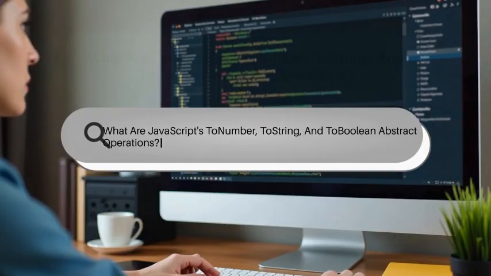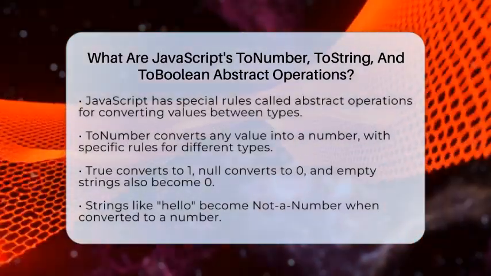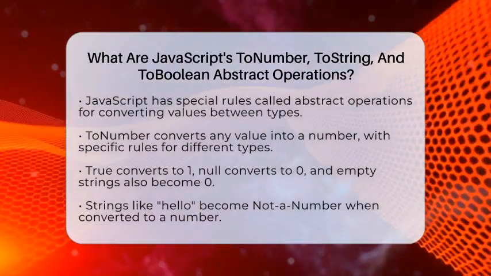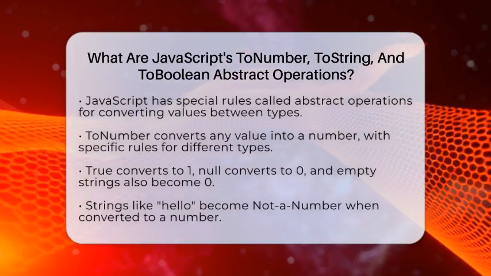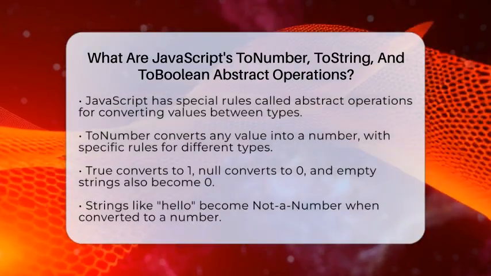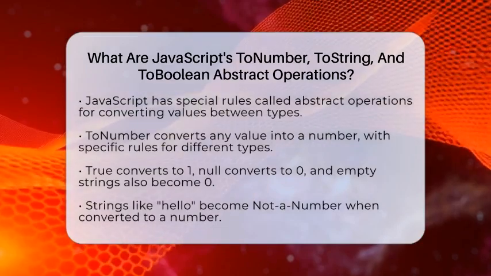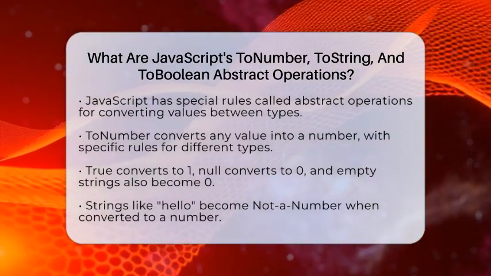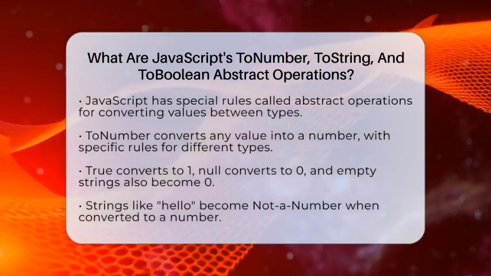What are JavaScript's ToNumber, ToString, and ToBoolean abstract operations? Imagine you're working on a web page and suddenly notice some numbers behaving strangely or strings turning into numbers unexpectedly. That's because JavaScript has special rules for converting values between types. Today, we're going to explore how JavaScript decides what to do when it needs to change a value into a number, string, or boolean. These rules are called abstract operations, and they help explain many quirks in JavaScript's behavior.